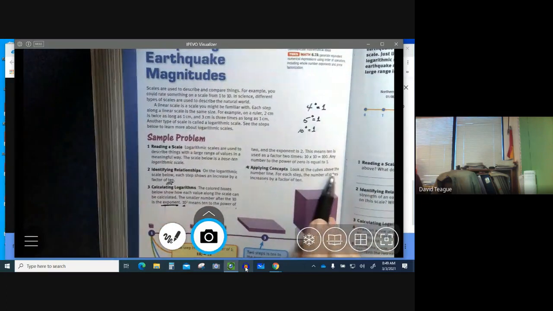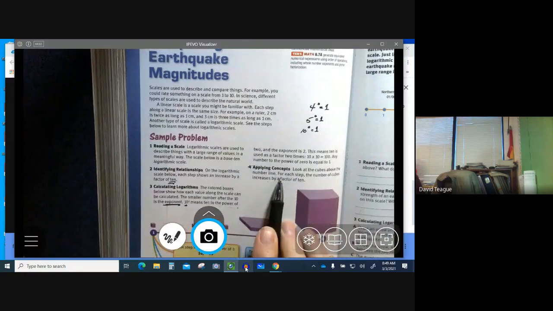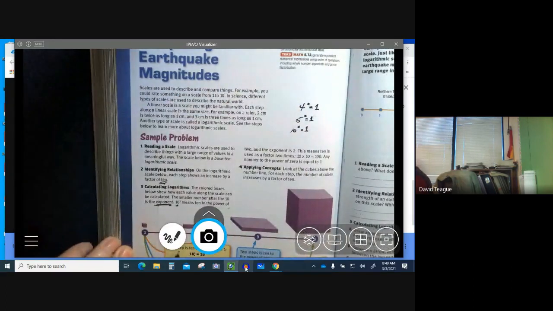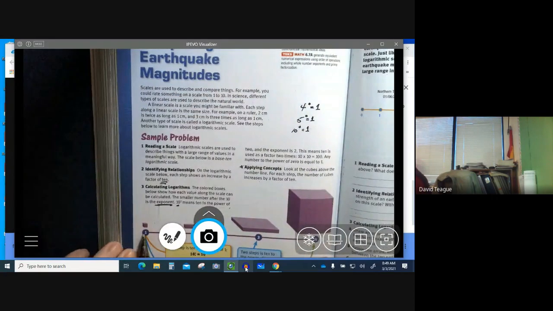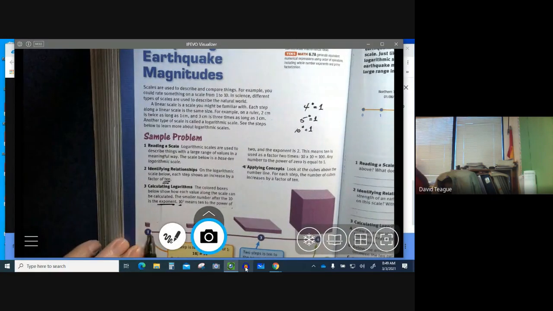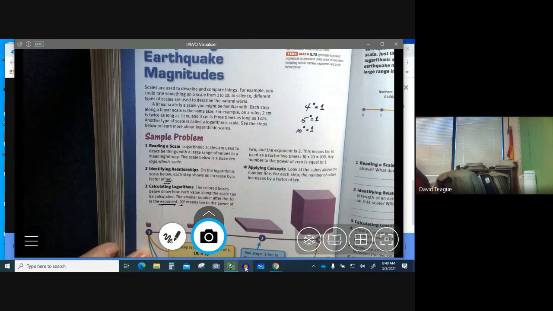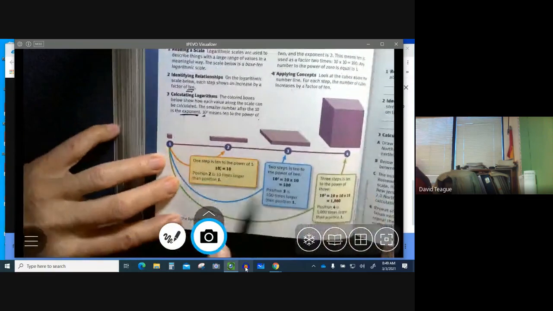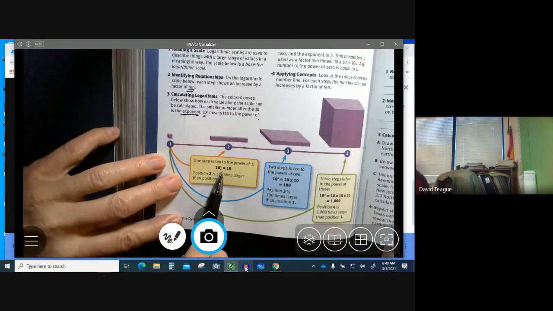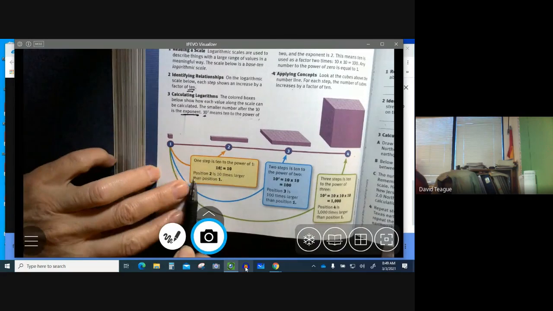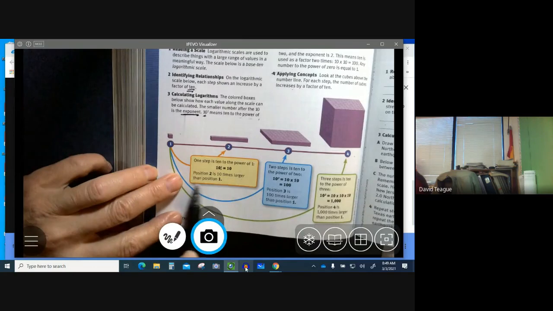Applying concepts. Look at the cubes above the number line. For each step, the number of cubes increases by a factor of 10 because we're using a base 10 logarithm. So here I'm going from 1 to 2, right? So this step is 1. So I'd write that as 10 to the first power. So that's 10. You're just doing 10 times 1, that's 10. Position 2 is 10 times larger than position 1.